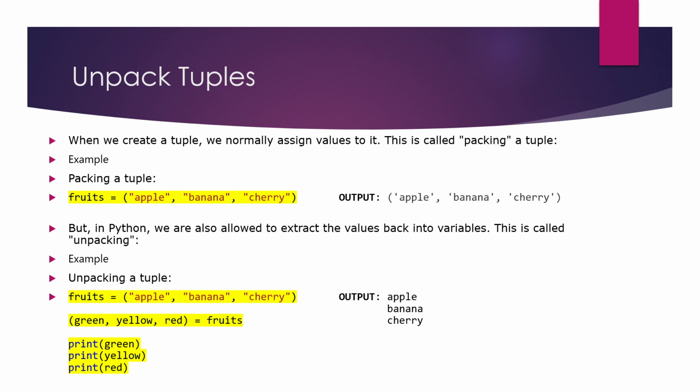Example, we can see unpacking a tuple. Fruits equal to apple, banana, cherry. Green, yellow, red is equal to fruits. So we are giving the values of green, yellow, red to the fruits tuple. The green will go to the apple, yellow's value will go to the banana, red value goes to the cherry. So when we print green, you get the output as apple. When we print yellow, it goes to the banana. Print red goes to cherry.